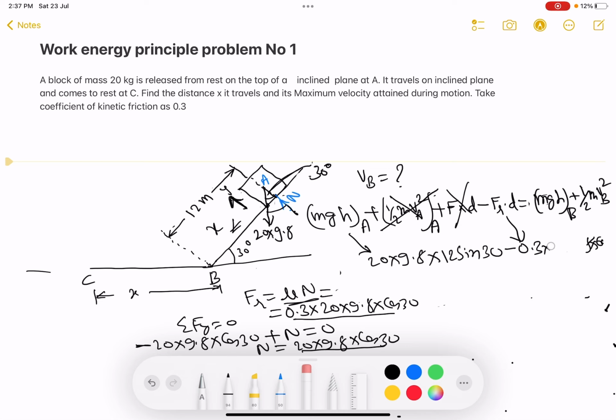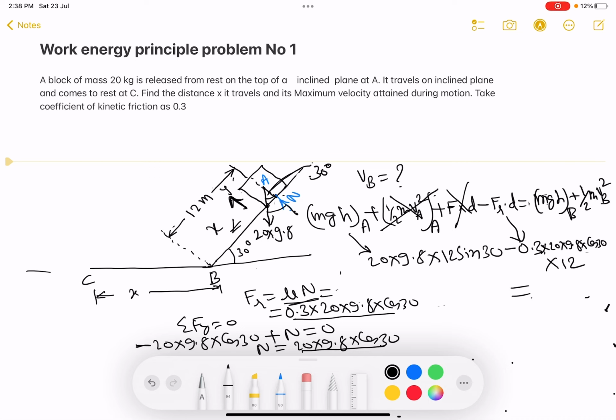Let me make it clear. 20 into 9.8 into cos 30, this is mu N into the distance. What is the distance? It is moving from A to B, so it is 12 meters.